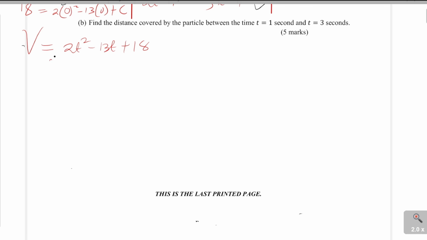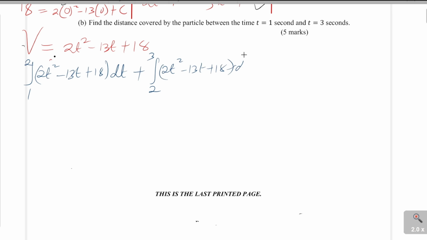So let me do that. We are going to integrate from 1 to 2, 2t squared minus 13t plus 18 with respect to t. We said when you want to get displacement or distance given the velocity, you integrate velocity. Plus we integrate from 2 to 3, 2t squared minus 13t plus 18 with respect to t.